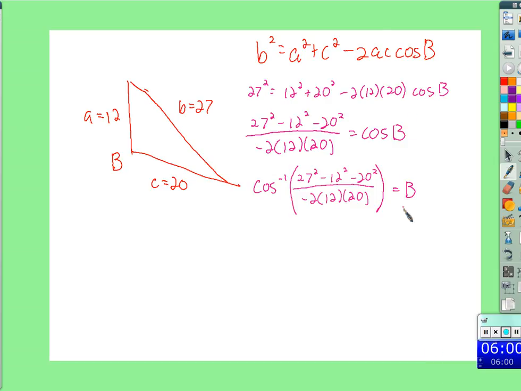To put b by itself, on this side we can subtract 12 squared and 20 squared on both sides. Then we'll have this by itself, and we'll divide both sides by this number, which is negative 2 times 12 times 20, and we'll take the inverse cosine of all of that.